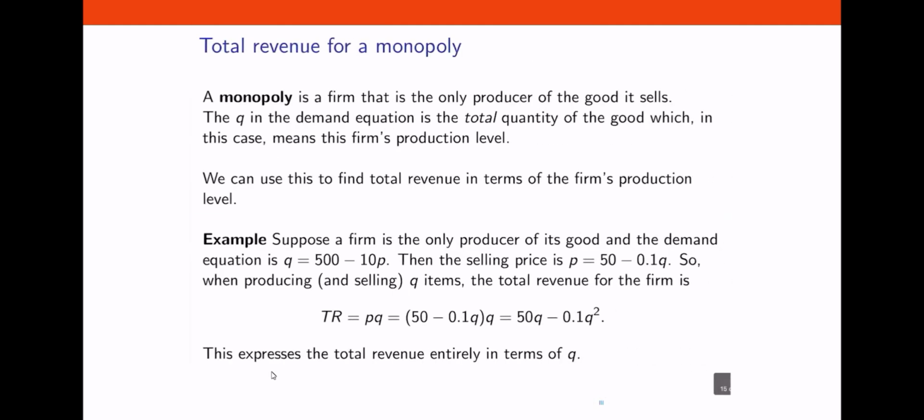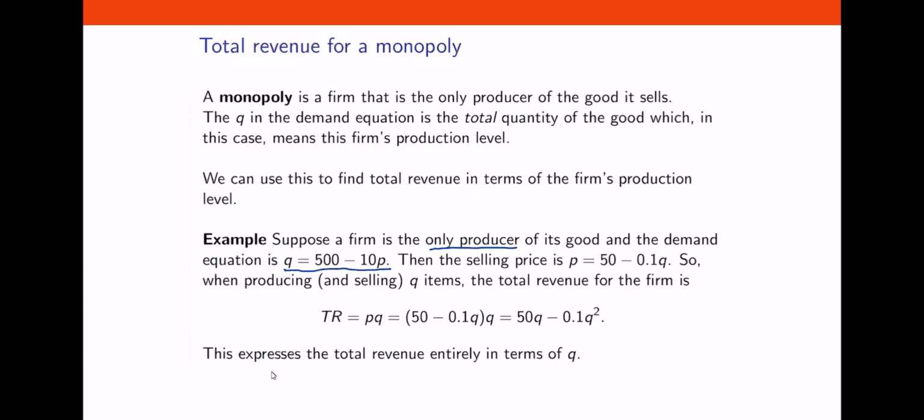Here's a little example. Suppose a firm is the only producer of its goods. So this phrase, only producer, should signify that it is a monopoly. And the demand equation is Q equals 500 minus 10p.